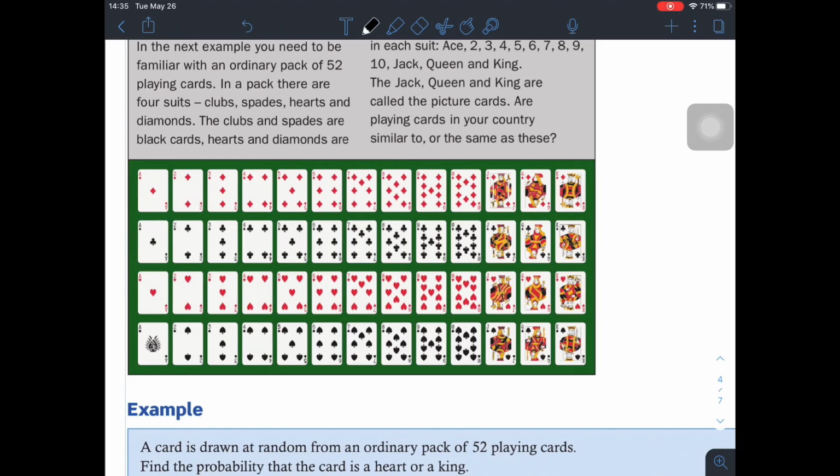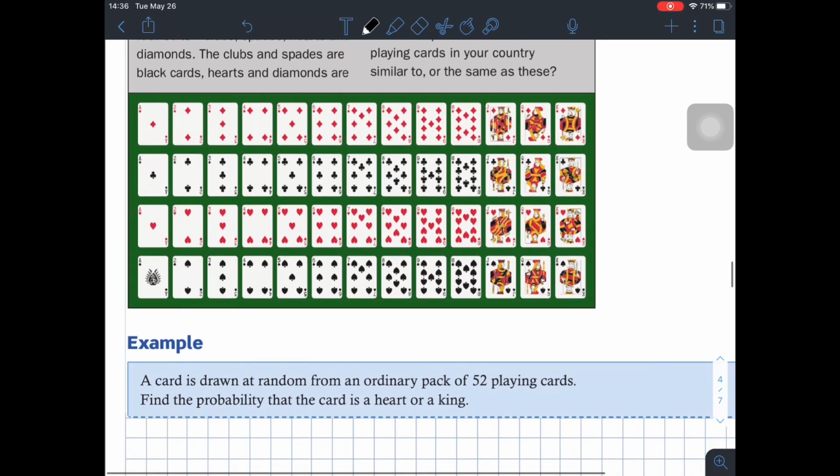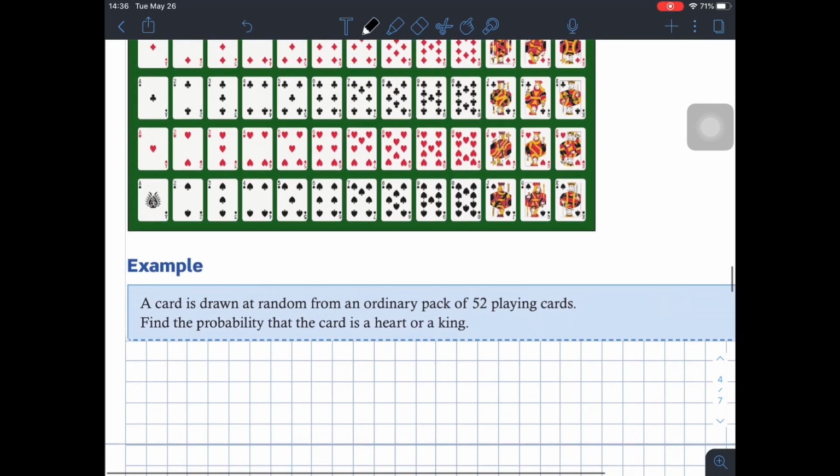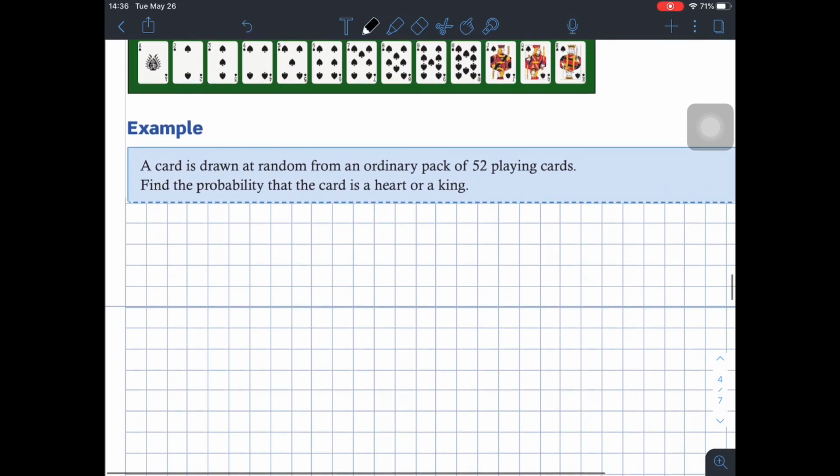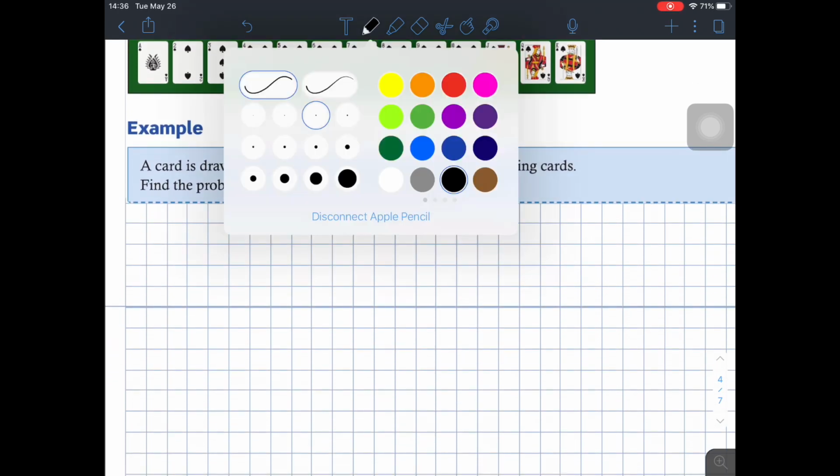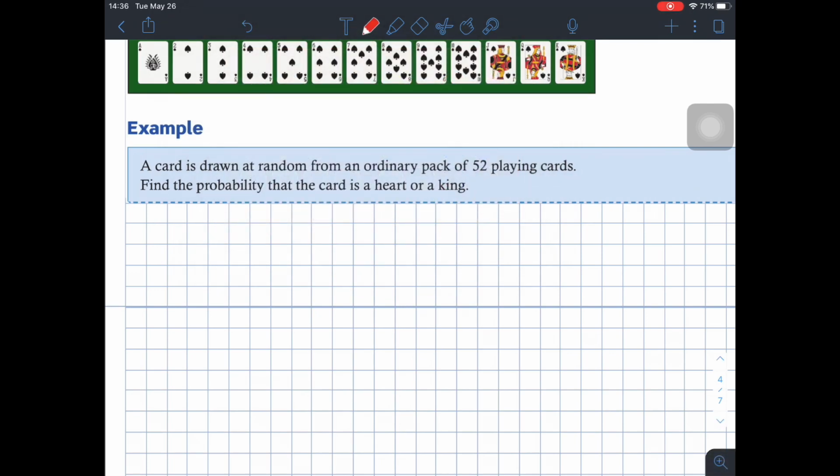And for each of the categories, for each of the suits, as we call them, there are 13 different cards, right? From A to number 10, and then jacks, queens, and kings. So by knowing that information, we're going to be able to solve this example over here. It says, a card is drawn at random from an ordinary pack of 52 playing cards. Find the probability that the card is heart or a king.